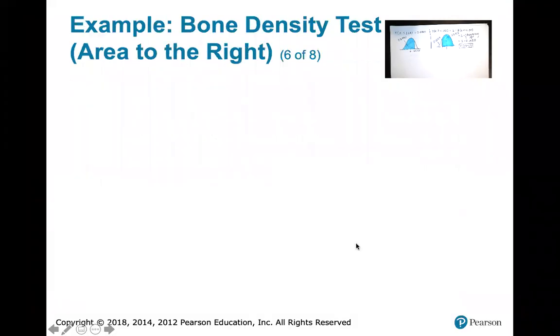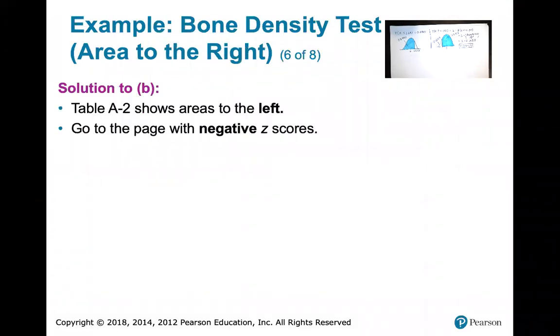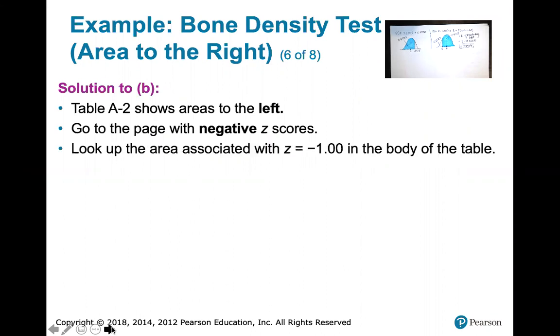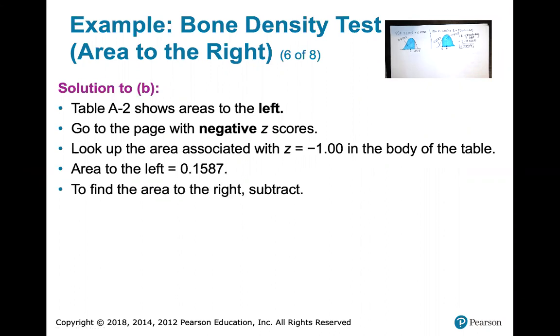Let's go back to the PowerPoint now. Okay, so we're looking for an area to the left, or we knew we wanted the area to the right. So we go to the table. Z is -1. That's the boundary in question. So we go to the page with the negative Z-scores. We look up the area associated with Z equals -1 in the table. Find the area to the left.